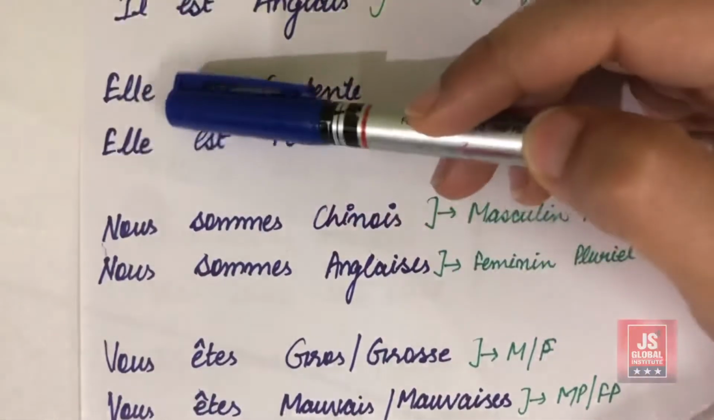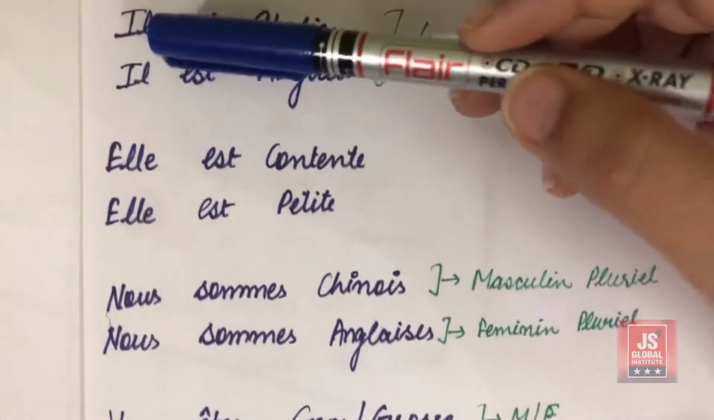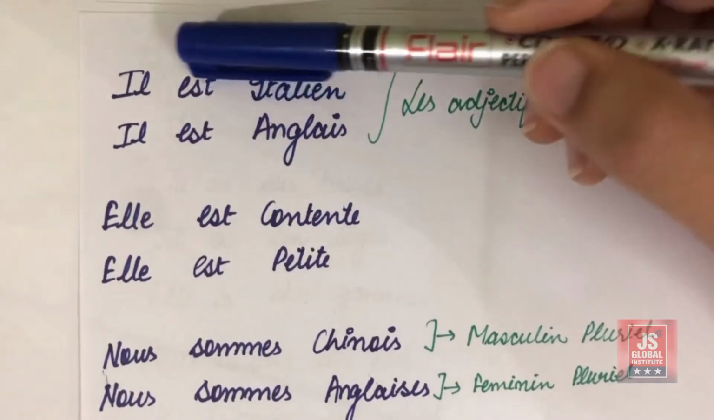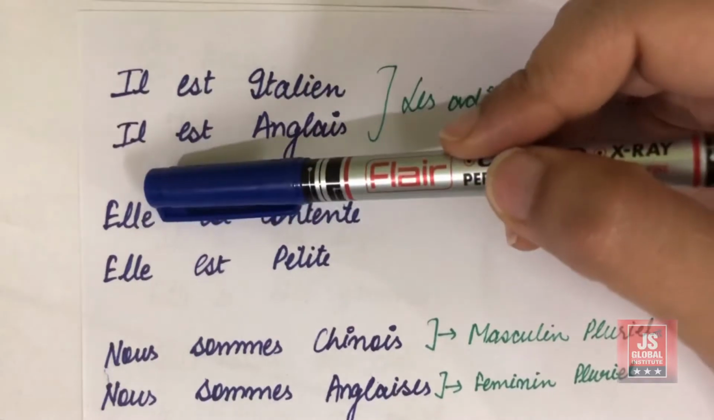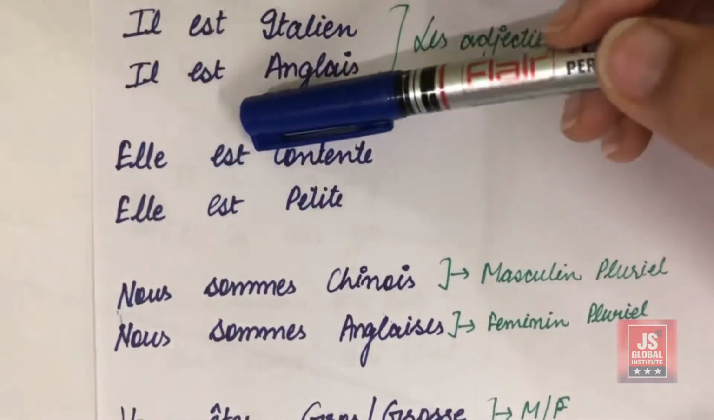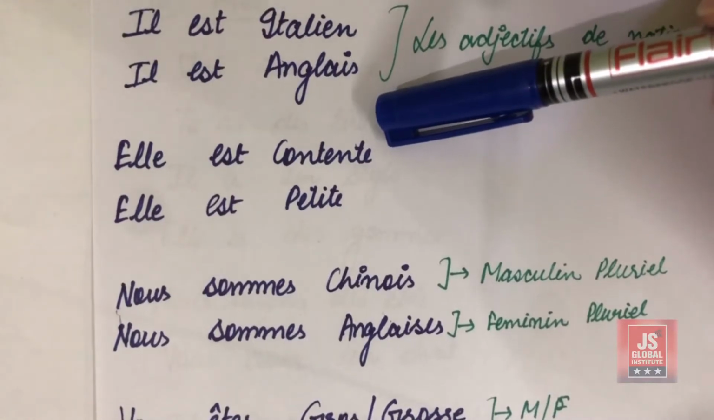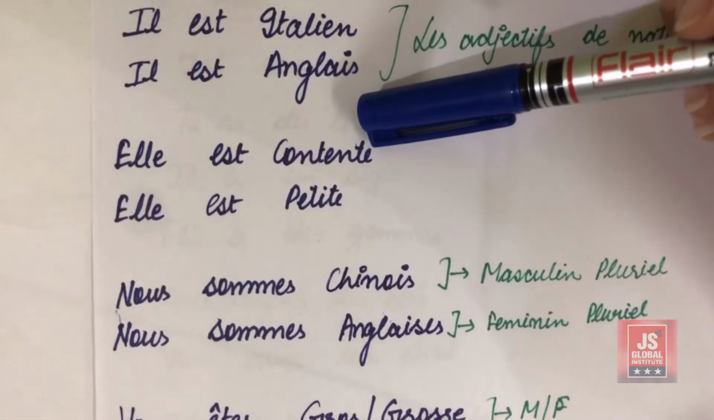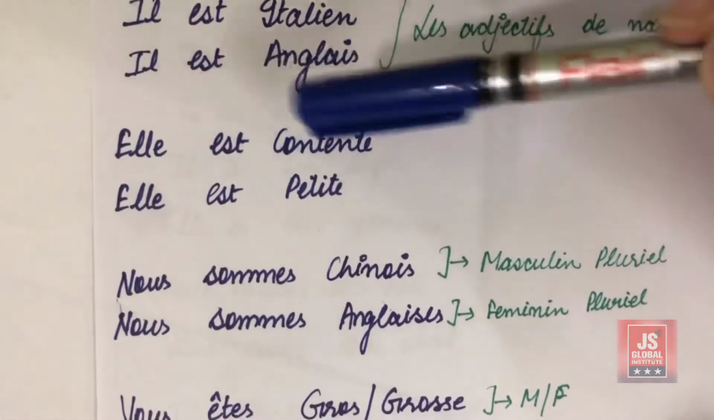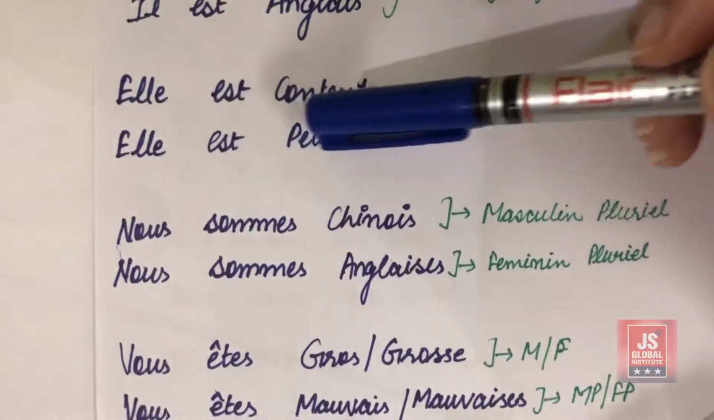So elle means she, and the conjugation with il and elle of the être verb remains the same, that is a. Okay, so a is used along with the il as well as with the elle. So it becomes elle est contente. Elle est contente. So what is this contente? Contente means happy, that is she is happy. Okay, so what we did here as well, that is the subject and then the verb and then object. Okay, elle est petite, that is she is small.